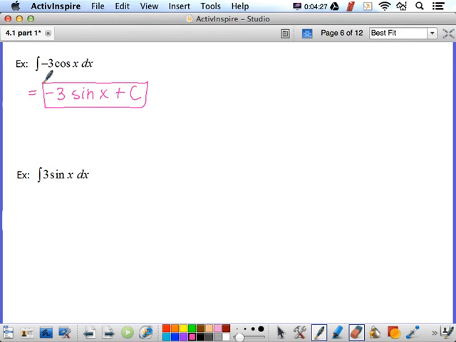And then finally, let's talk about this one. We have the integral of 3 sine x with respect to x. What's the final answer? Where does the negative come from? I needed my derivative to be positive 3 sine x, but the derivative of cosine is negative sine. But if I put a negative here, this negative and this negative will undo each other and bring me back to sine. And that's all you need to know about trig integrals for now.